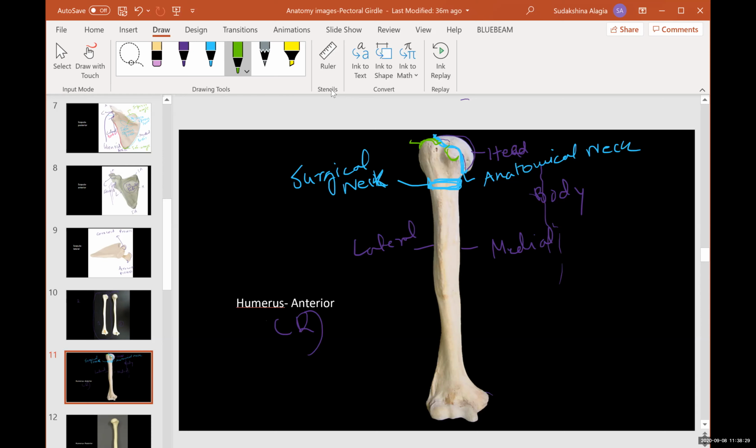So this is the greater tubercle. I'm running out of space. And this is the lesser tubercle. Greater tubercle, lesser tubercle. The textbook has pretty nice images. You shouldn't have any problem identifying this, but I do like to go over the more complex bones. What do we call the body? Well, the body is pretty simple: shaft.